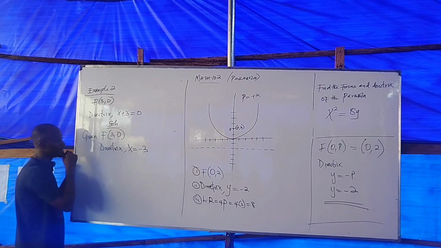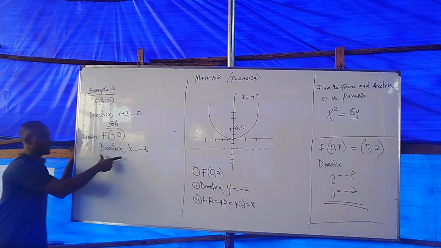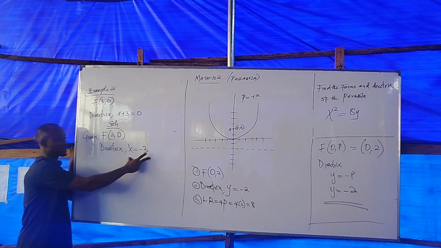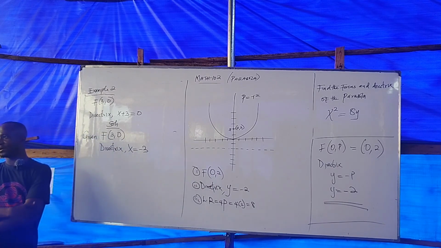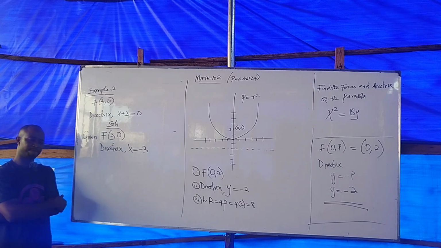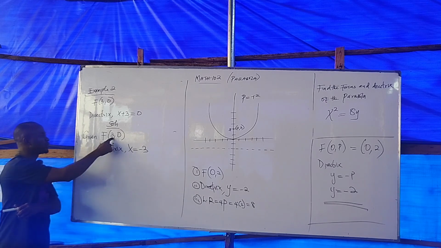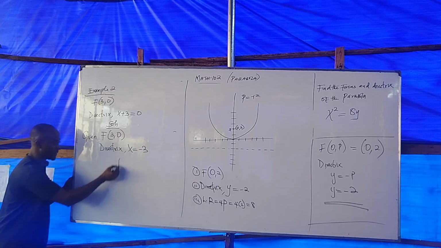We have focus at (3, 0) and directrix x equals minus 3. Looking at these two statements, what will be the nature of your parabola? Will it be on the x or the y axis? It is the x axis, because the focus is (3, 0).